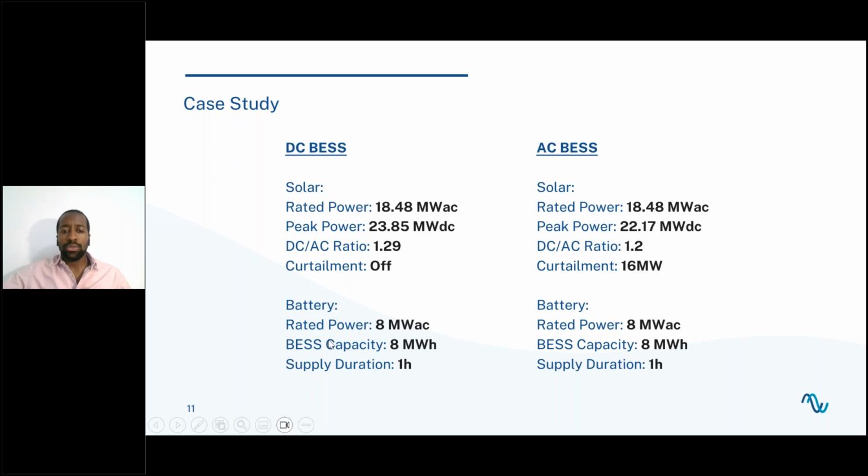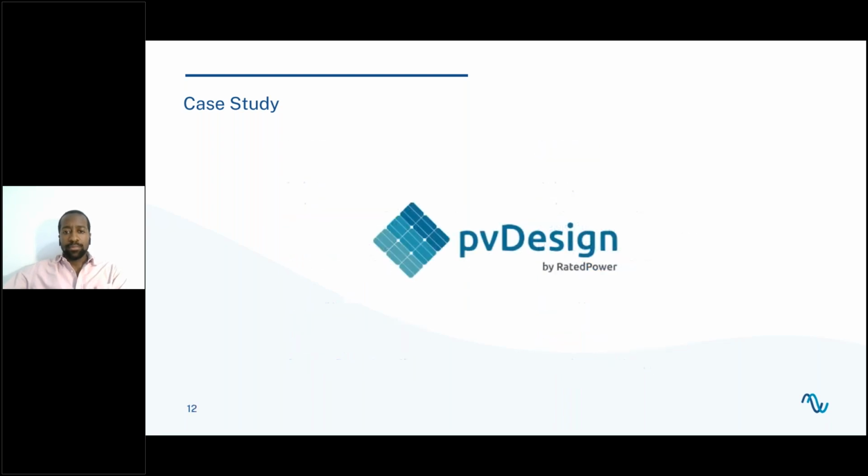And then on the battery, since we're doing this case study with similar components, the battery is also going to be similar: 8 megawatt AC, and the capacity 8 megawatt hour, with a supply duration of 1 hour. So, time to jump into pvDesign.